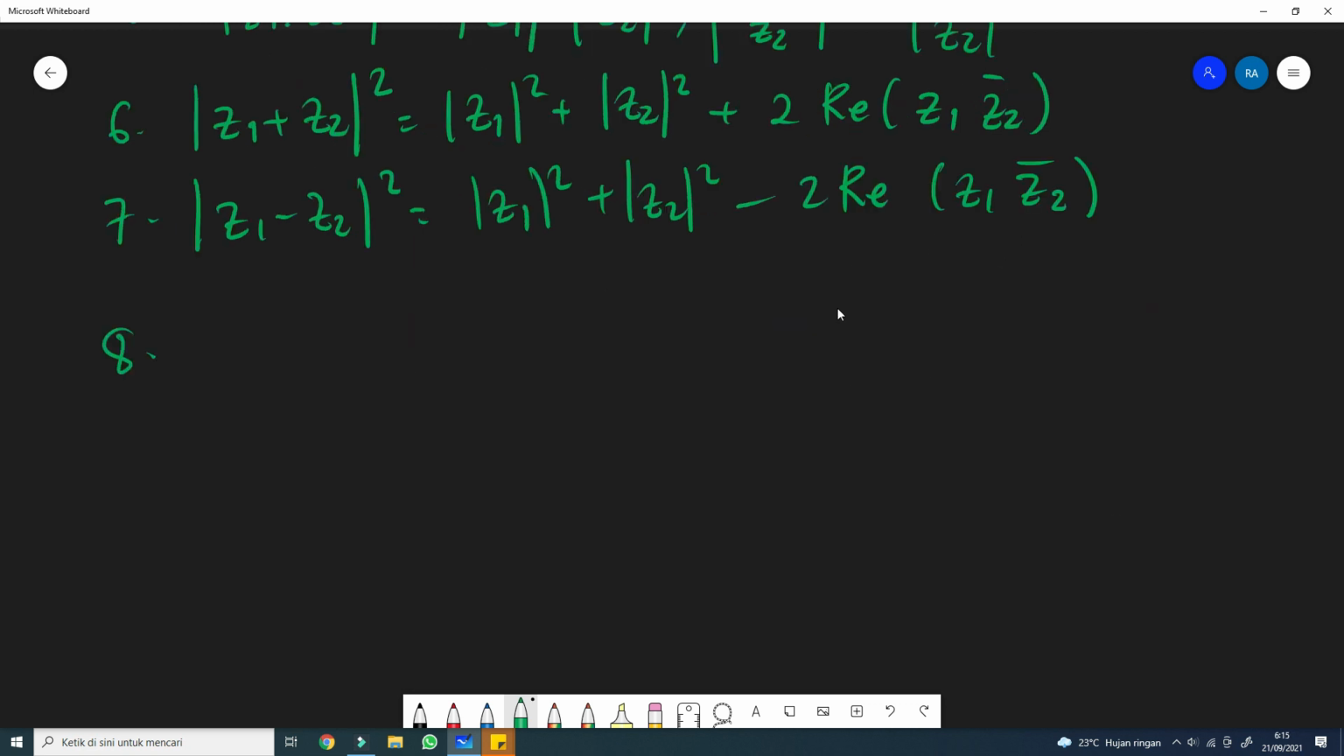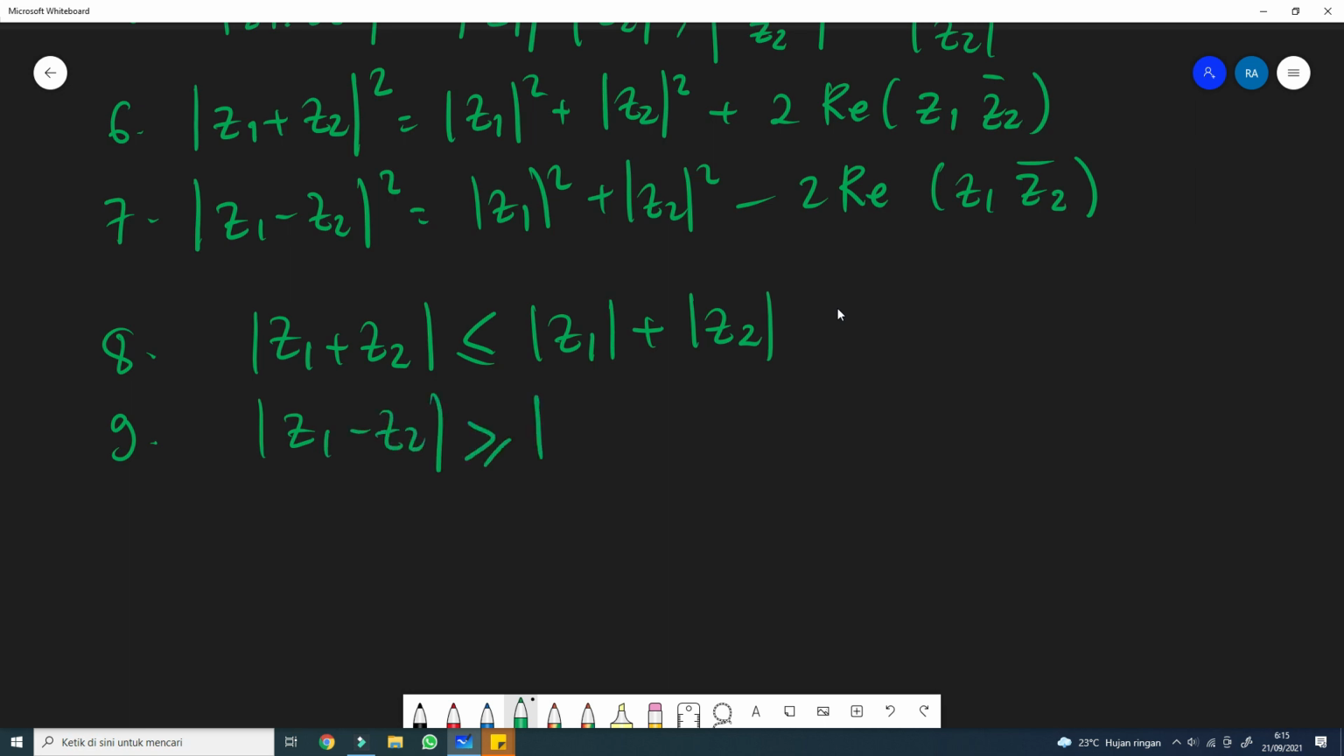Number 8, absolute of z1 plus z2 is less than or equal to absolute z1 plus absolute z2. Number 9, absolute of z1 minus z2 is bigger than or equal to absolute z1 minus absolute z2.